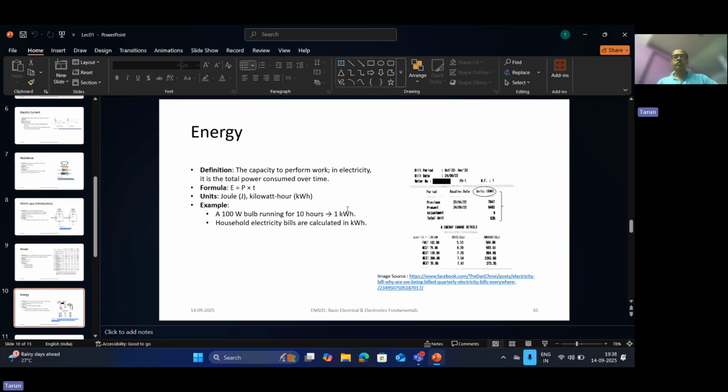Kilowatt hour is also represented by BOT, Board of Trade Unit. We have to pay the electricity bill by BOT unit, and so 1 BOT equals 1 kilowatt hour, that is 1000 watt per hour.